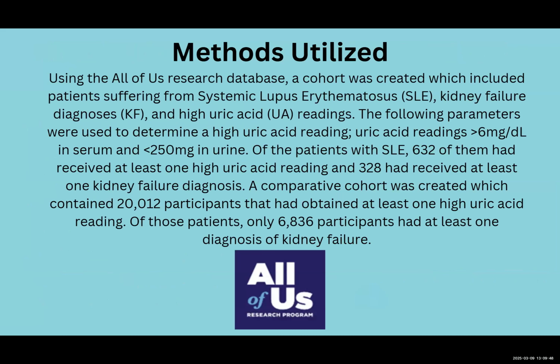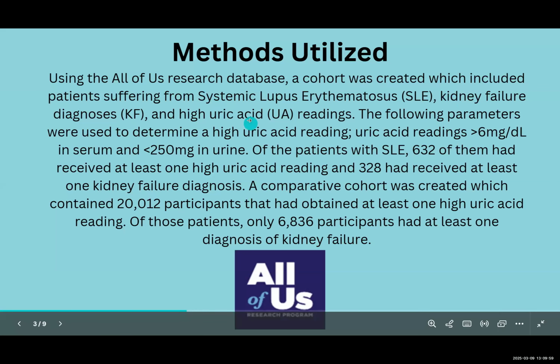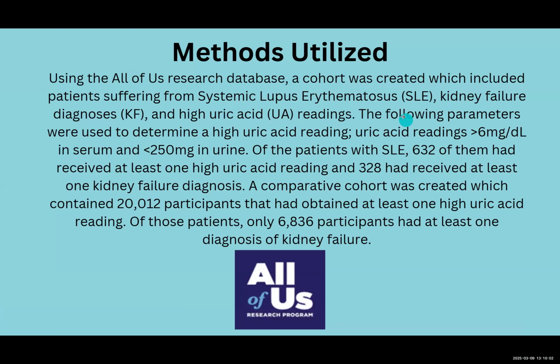The methods that I used were primarily from the All of Us research database. We created a cohort of SLE patients with kidney failure and high uric acid readings. I used the parameters for determining a high uric acid reading as uric acid serum readings greater than 6 milligrams per deciliter, and for urine to be less than 250 milligrams. Of the patients with SLE, 632 of them had received at least one high uric acid reading, and 328 had received at least one kidney failure diagnosis.